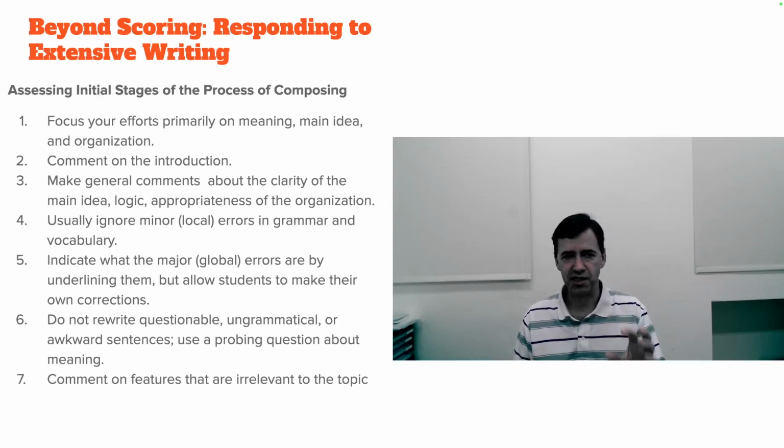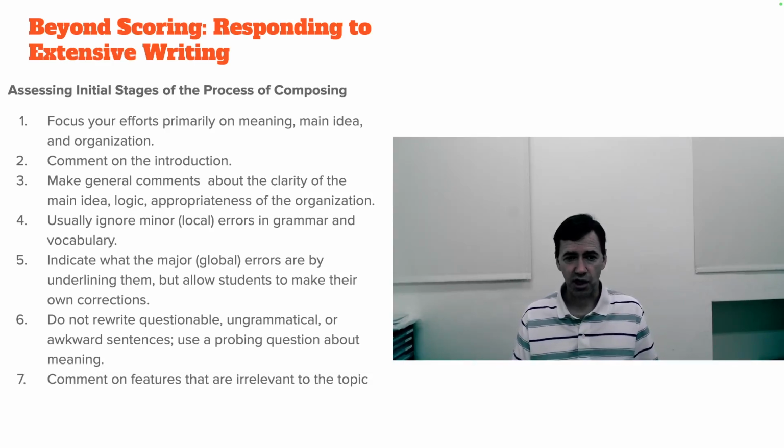So at the initial stages of the process of composing, so maybe you've composed your first draft, as a teacher, if you're giving feedback, you should focus your efforts mostly on meaning, main idea, and organization. Comment on their introduction because that sets up the whole essay. Make general comments about the clarity of the main idea, the logic, the appropriateness of organization. Typically, you want to ignore the minor errors in grammar and vocabulary because they might change them anyways when they edit. You're not focused on the small parts now, it's the global areas.